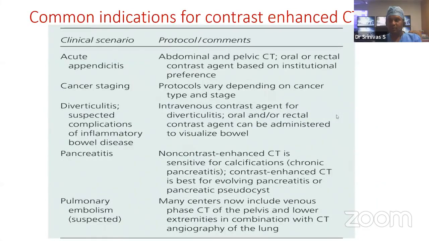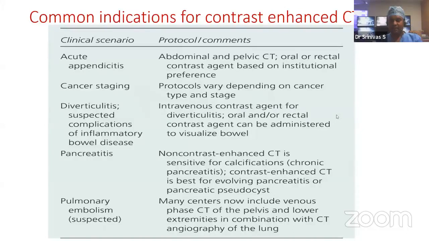So now the common indications for contrast CT would be, in case of acute appendicitis, we usually do an abdominal and pelvic CT scan with oral and rectal contrast. To stage the cancer also, we use protocols like contrast enhanced CT scan for staging and typing. When we suspect diverticulitis, which could be a complication of inflammatory bowel disease, intravenous and oral contrast are used.